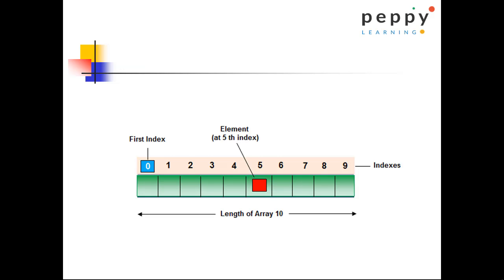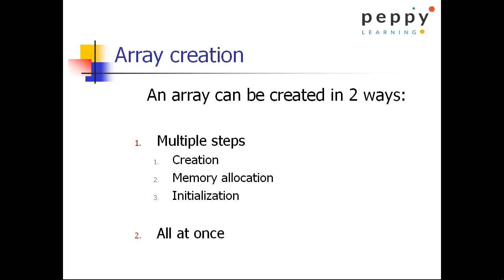Here is the pictorial way of array representation. Here, there is a 10 elements array, so the length of array is 10. The index starts from 0 and ends with 9, as length of array minus 1 is the last index. The red box represents 5th index, that means it is 6th element.